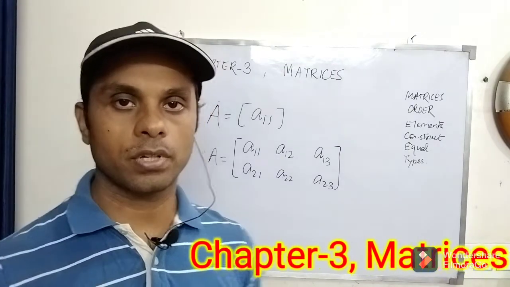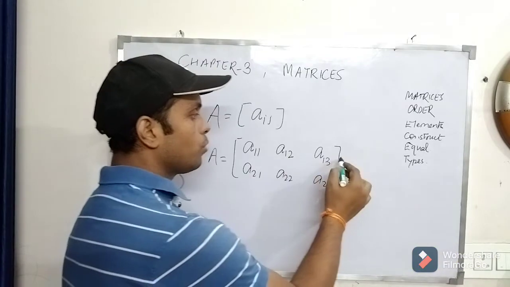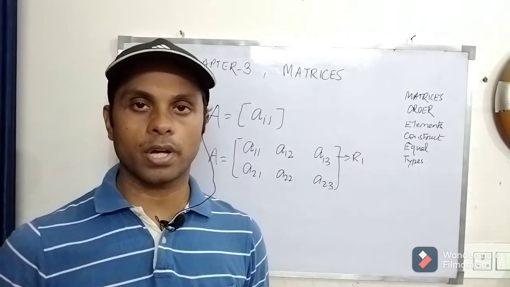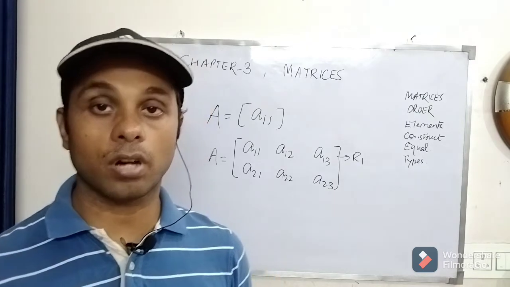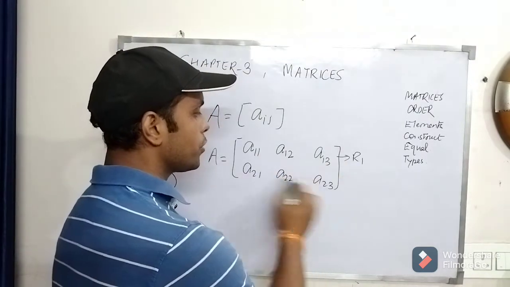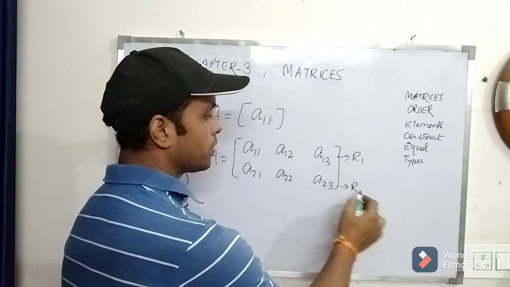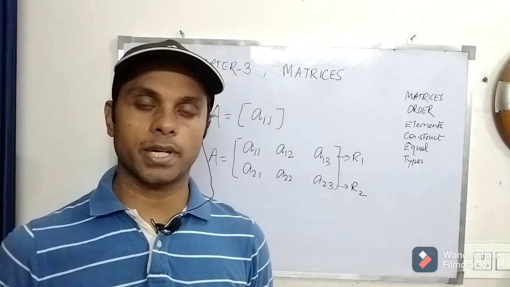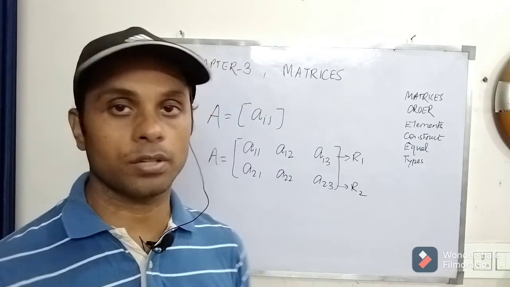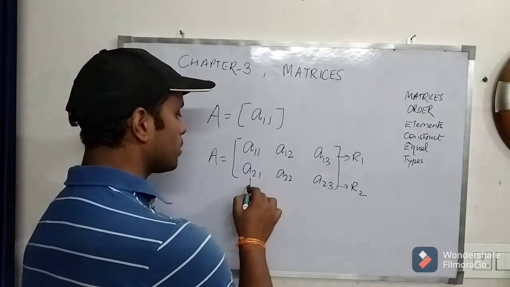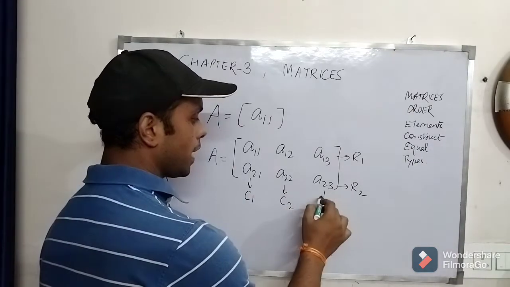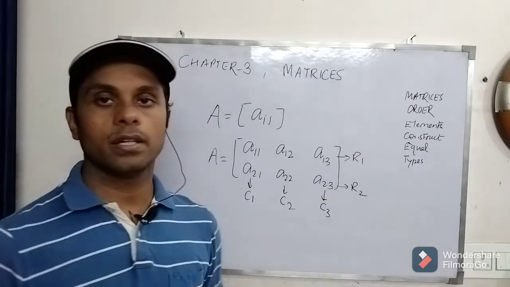Okay, there are 2 rows. Horizontal arrangement is called row and vertical arrangement is called column. So there are 2 horizontal rows, say R1 and R2, and there are 3 vertical arrangements which are called columns. So there are 3 columns, C1, C2 and C3.